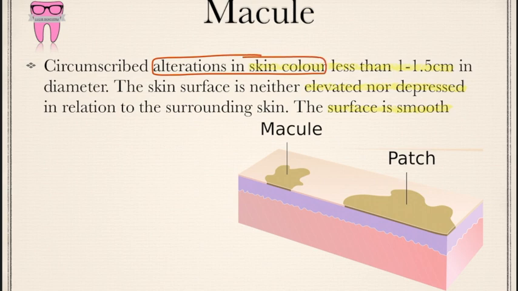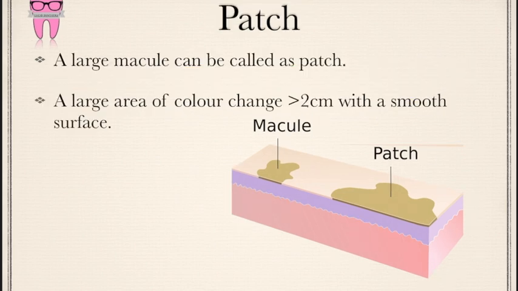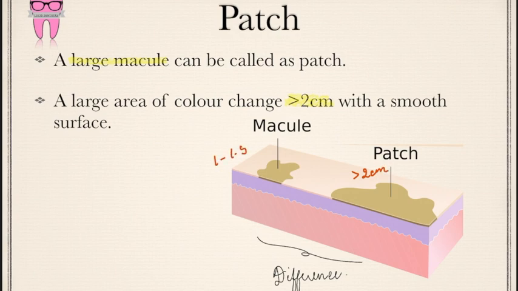The next lesion present at the same level of the mucosa is a patch. A patch is a larger form of a macule and is greater than 2 centimeter in diameter. Here you can clearly see the difference between macule and patch. Patch is greater than 2 centimeter in diameter, whereas macule was 1 to 1.5 centimeter in diameter. In both of the lesions, you will see color change.